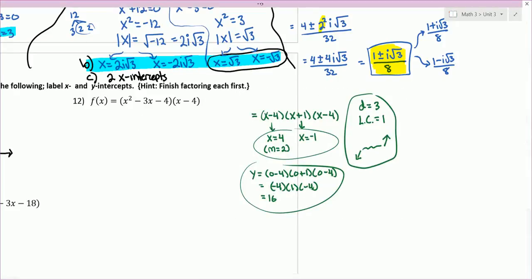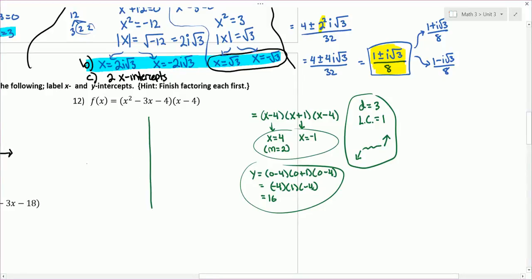And sketch our graph here on the left-hand side. I'm going to first mark out my x and y intercepts. So x-intercept over here at 4 and at negative 1. And then my y-intercept is up here at 16.